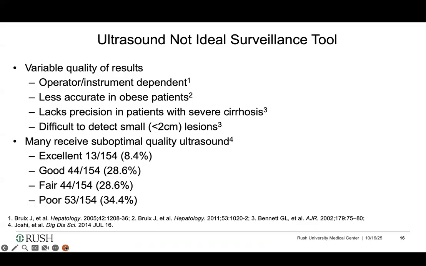It's hard to find tiny lesions. Now, when we talk about transplant, we like cancers to be under 2 centimeters, so that's why ultrasound still comes out being a good surveillance tool. It finds people at a time when curative options are still available, but does not find them early. And then when we look at people who have suboptimal ultrasounds, about a third of individuals will have an ultrasound that's really not worth that much.